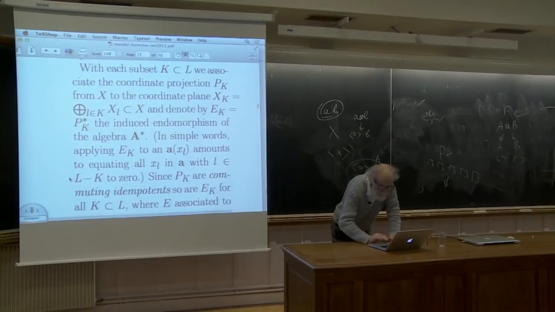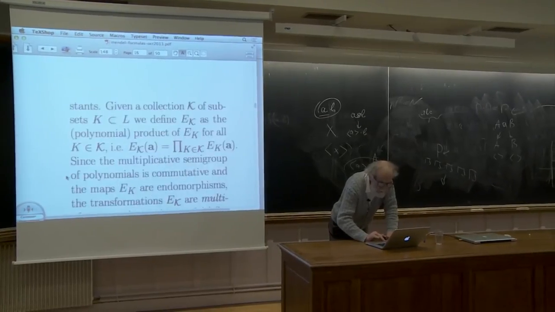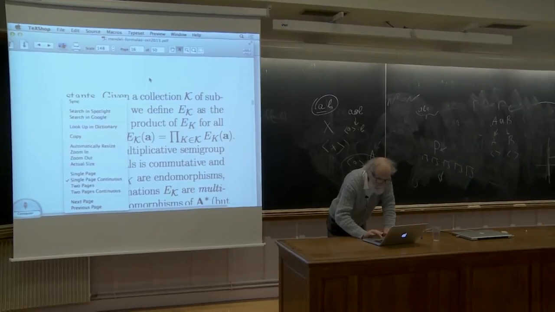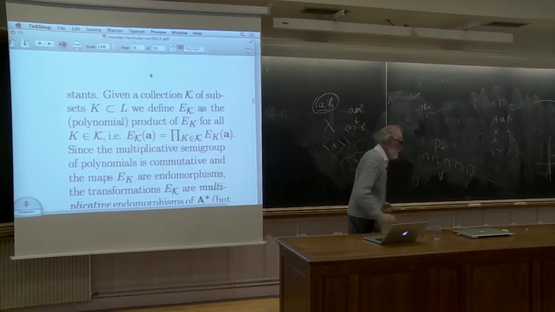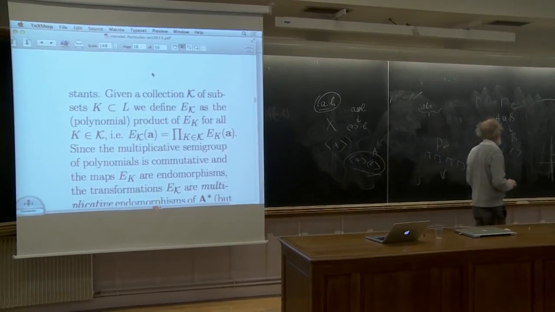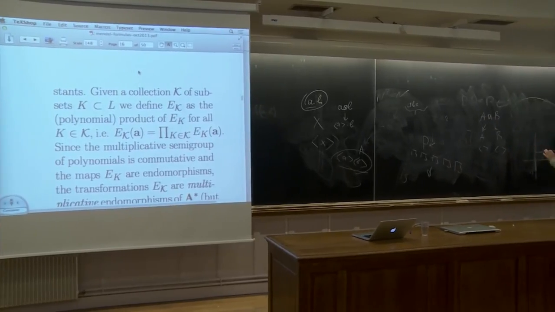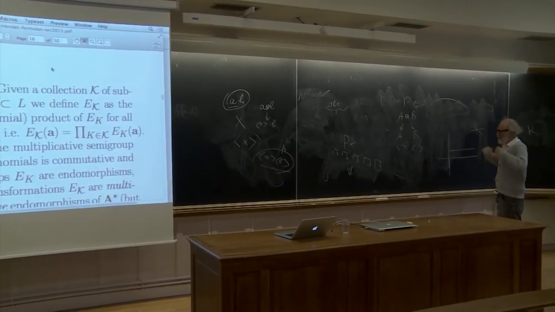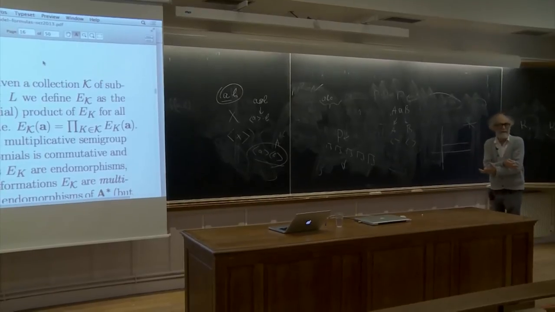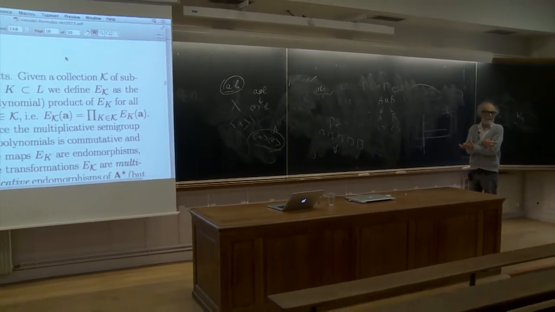Yeah, this is what's written, what I was saying. And now there is this formula. I have a collection of these subspaces. I project. I take another collection, I project. When I compose them, I consider all intersections and multiply them. It's a very simple formula.